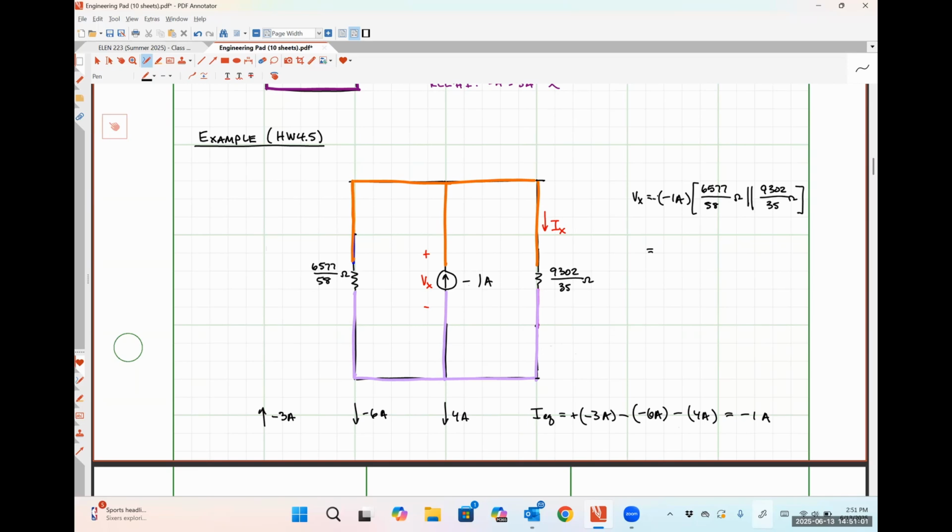So I'll have negative times -1 times, let's see, 65. Wish I had stored this stuff in my calculator, but I didn't have the forethought to do it. 6577 over 58 times 9302 over 35. And all of that is divided by 6577 over 58 plus 9302 over 35, close parentheses. And so if I type this into my calculator correctly, I wound up getting that voltage to be 79.483 and some change volts.